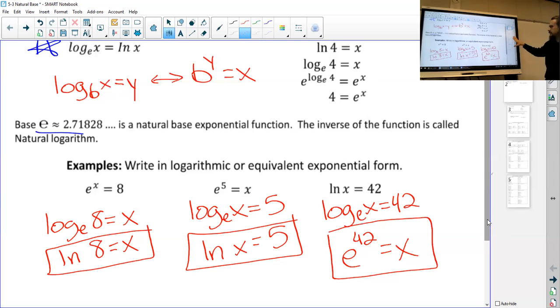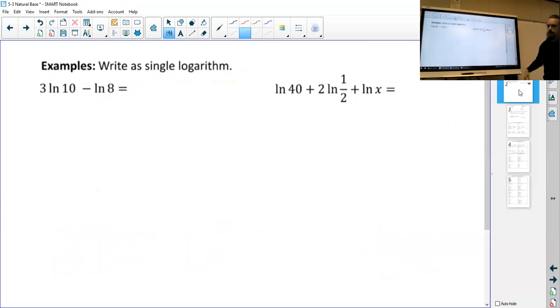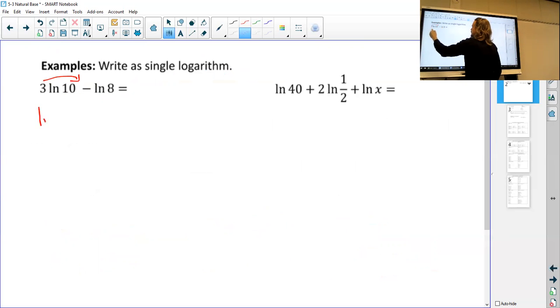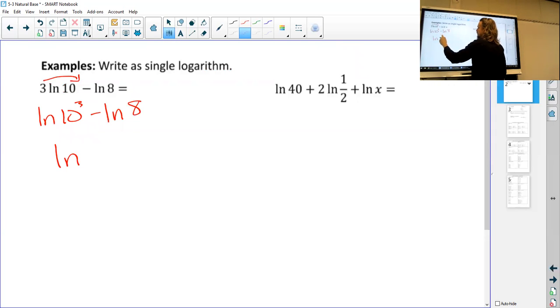All right, so that's the first half of the assignment. The second half is just practice from last week, combining logarithms together, only all these are natural logs, but that doesn't change your math at all. So if we have 3 natural log of 10 minus natural log of 8, I can get rid of this coefficient by using my power rule. So it's going to be natural log of 10 to the 3rd minus the natural log of 8. And then since I'm subtracting, that's a division statement. This is the natural log of 10 to the 3rd over 8.